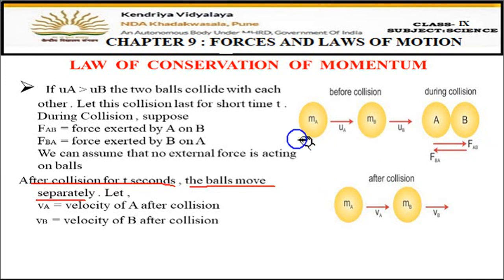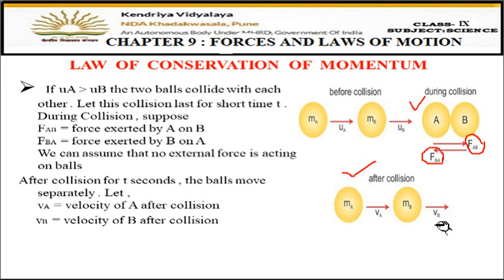Here you can see the condition before collision. They were moving like this, but as the initial velocity of A is greater than B, they collide. So this is the scene during collision. They came near each other and collided. Here you can also see that during collision, A is applying force FAB on B and B is applying force FBA on A. You can understand with the help of this diagram also. But after collision, what is the scene? After collision, they move apart, separated from each other.